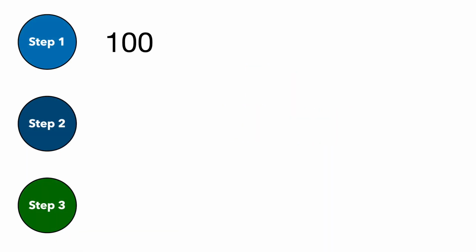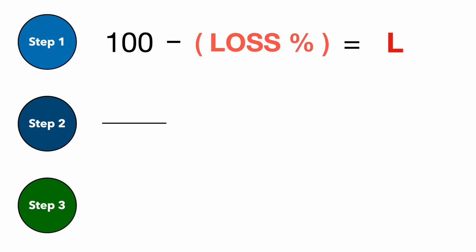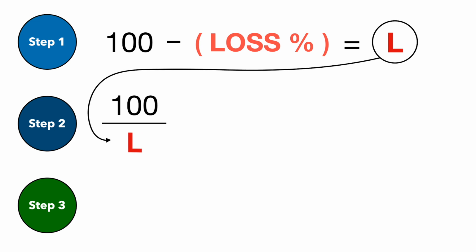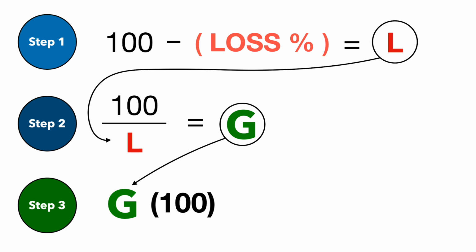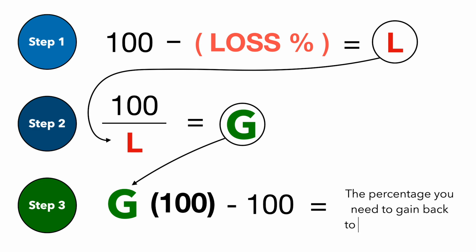The first step is you're going to take 100, because it's based off 100%, minus your loss percentage, and that's going to equal L. Once you have L, you're going to take 100 and divide it by what you found L to be, and that's going to equal the variable G. Once you have G, you're going to multiply it by 100, and then subtract 100 from that number. After those 3 steps are done, that is the percentage that you need to gain back to get to even. As you can see, the number 100 is very important to this equation. It's used 4 times. That's because it's based off 100%.